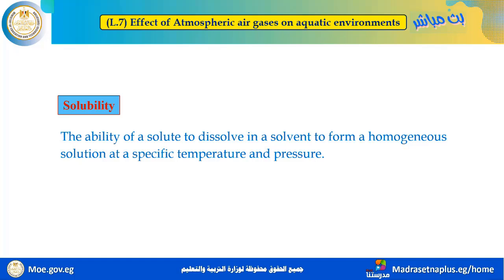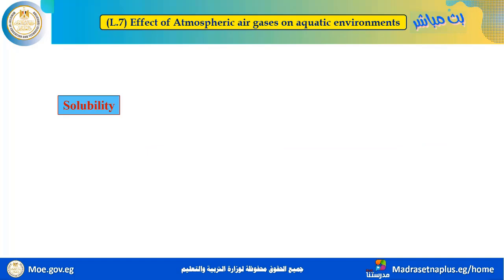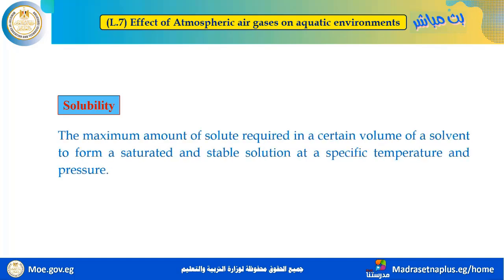Again, solubility: the ability of a solute to dissolve in a solvent to form a homogeneous solution at a specific temperature and pressure. We also have another definition for the solubility: the maximum amount of solute required in a certain volume of solvent to form a saturated and stable solution at specific temperature and pressure. So we have here two definitions for the solubility. The first one, and this is the second one.